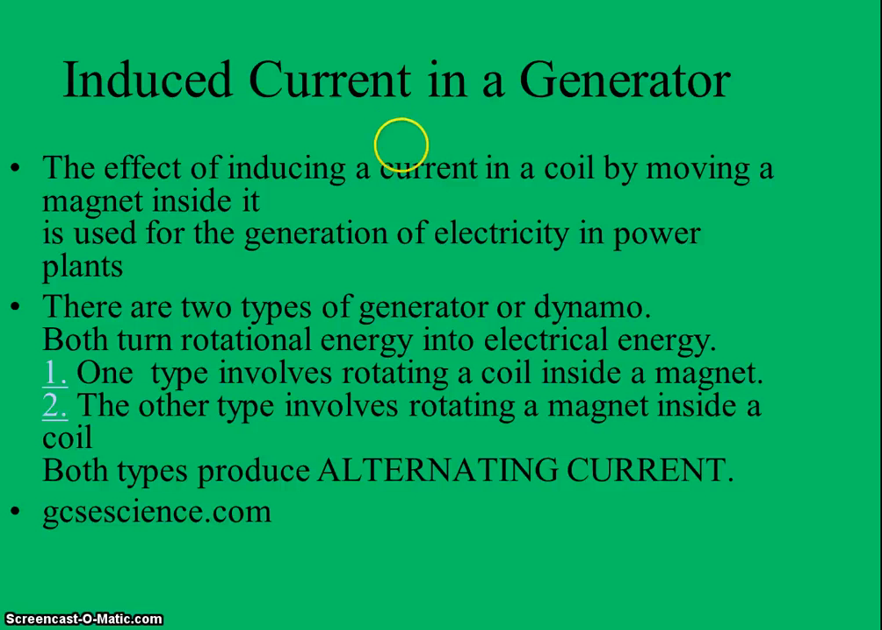So you can do this one of two ways. You can either rotate that coil inside of a large magnet, or you can rotate a magnet inside of a coil of wires. But either way, that magnetic field is causing the motion of those electrons, and it's going to be producing some alternating current for us. That's what a generator does.